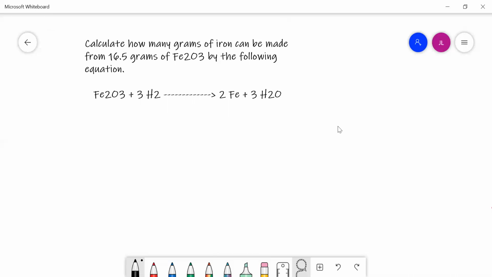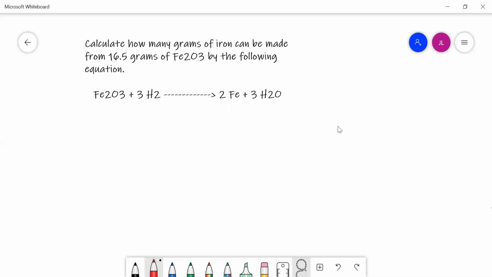I have 2 irons here, 2 irons on the product side, 3 oxygens on the reactant side. 3 times 1 gives me 3 oxygens on the product side. 3 times 2 gives me 6 hydrogens on the product, and then 3 times 2 gives me 6 hydrogens on the reactant. So everything's balanced, so good, we can proceed.